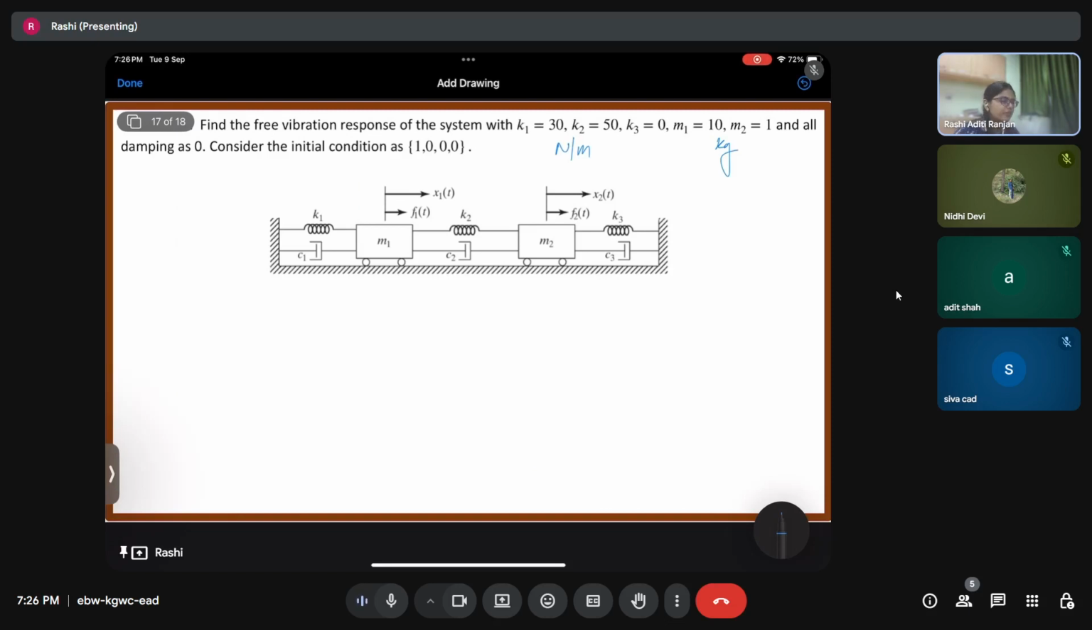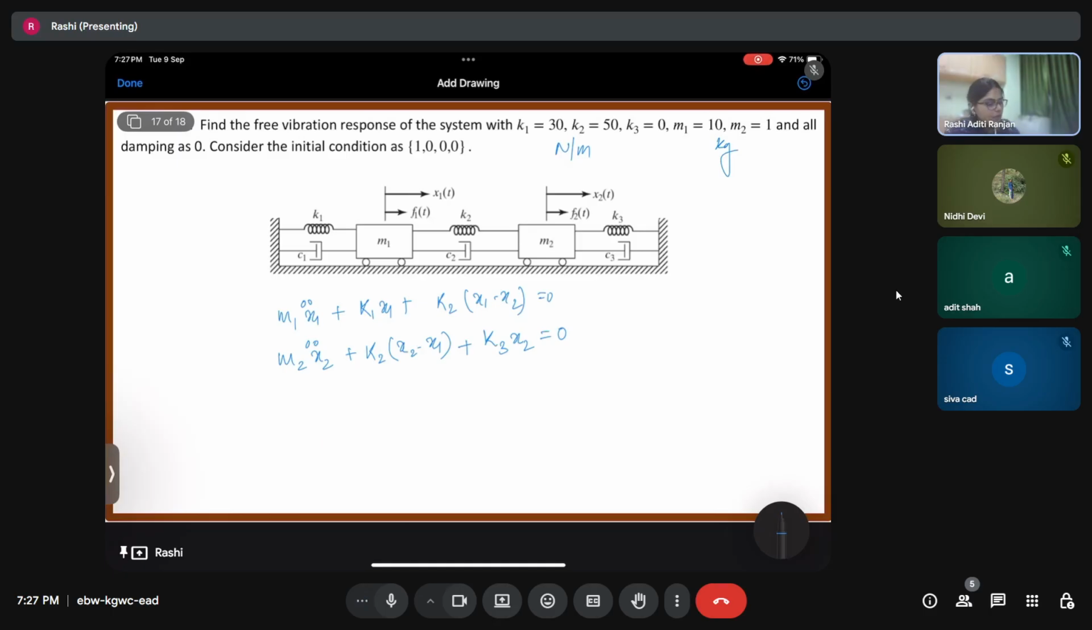So this is a 2 degree of freedom system, and we have already worked a lot on how to find the equation of motion. So I'm directly going to write the equation of motion, which is m1 x1 double dot plus k1 x1 plus k2 (x1 minus x2) is equal to 0, and m2 x2 double dot plus k2 (x2 minus x1) plus k3 into x2 is equal to 0. These are going to be the two equations of motion.